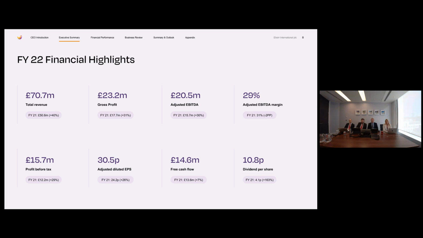And given such a strong year in terms of cash generation, with £14.6 million, a 7% increase, we're also pleased to announce a dividend payment of 10.8 pence per share, which is a 163% increase from the prior year. And this is planned to be paid in August after approval at our AGM.